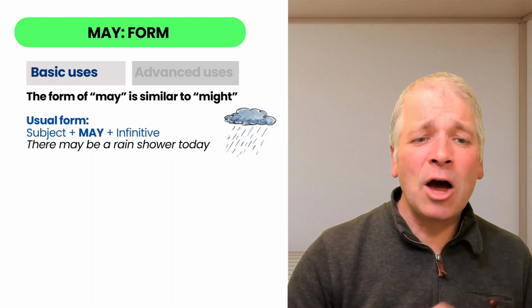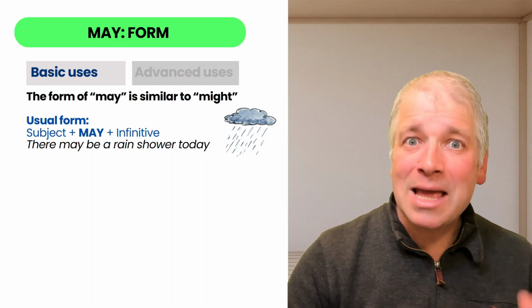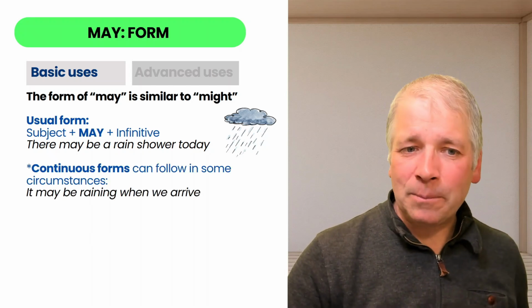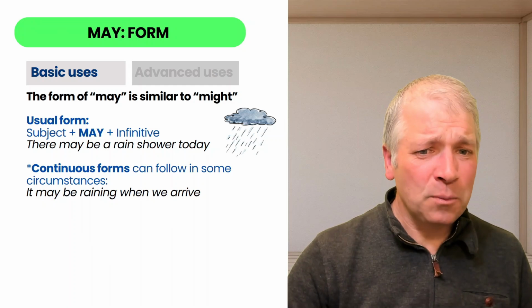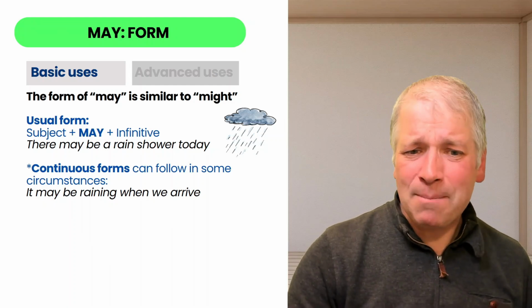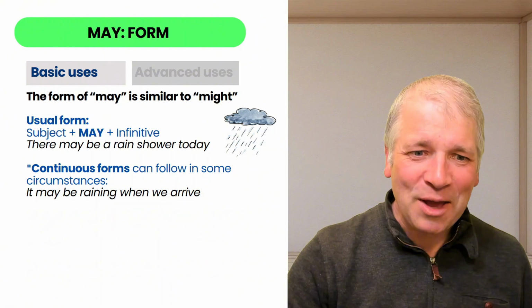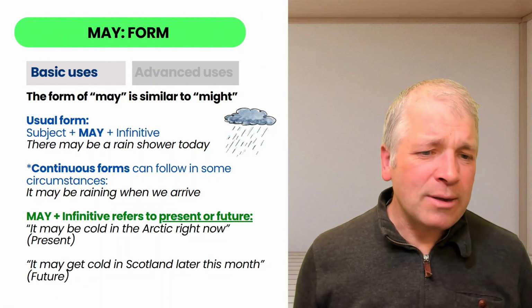There may be a rain shower today. Their subject may is the modal infinitive be. And again, continuous forms can follow in some circumstances. It may be raining when we arrive. And it can refer to the present or the future.